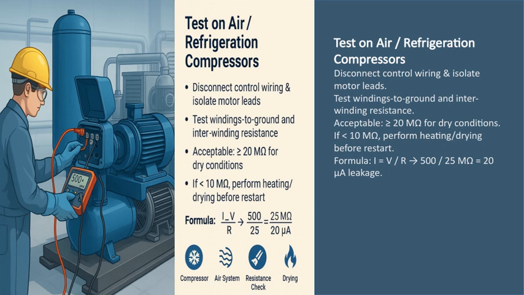To understand what these resistance values mean in practical terms, you can use the simple formula I equals V over R. For example, if you have 500 volts and a resistance of 25 megohms, the leakage current would be just about 20 microamps. That's a very low leakage, which is good. This testing process is essential because it helps us identify insulation issues that could lead to failures. Remember, maintaining proper resistance values is key to ensuring reliable compressor operation and safety. So, always follow these steps carefully as part of your overall maintenance and troubleshooting routine.